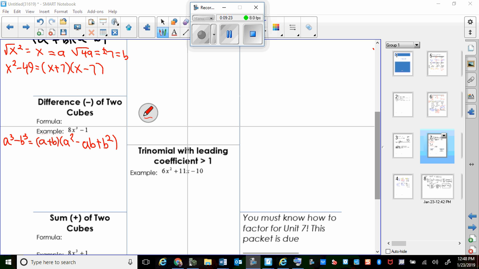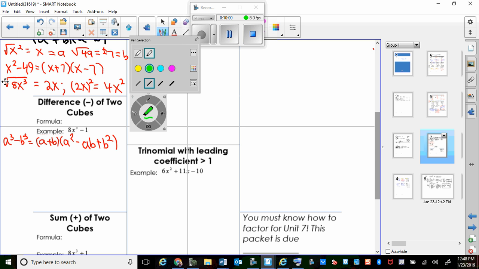So, how do I find a? How do I find b? Well, let's take the cube root of your first term. So I have the cube root of 8x cubed. Well, the cube root of 8 is 2, and the cube root of x cubed is just x. And then I need the square of this term. So 2x squared, this equals 2 squared, or 4, and then x squared. So because I need a, and then I need a squared.